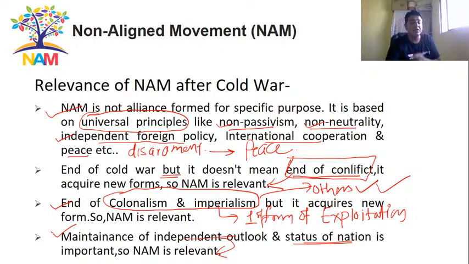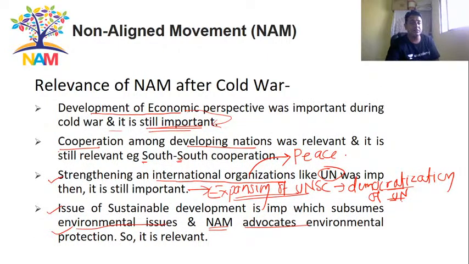Then we mentioned it is the end of Cold War, but that didn't mean end of conflict. So conflict is there, NAM should be there. It is end of colonialism, imperialism, meaning end of exploitation, but it doesn't mean end of other forms of exploitation, and NAM should be there. Then we mentioned maintenance of independent outlook of a nation is required in today's world, so NAM is relevant. Then development of economic perspective is important, so this is an important aspect of NAM, national interest, economic development.